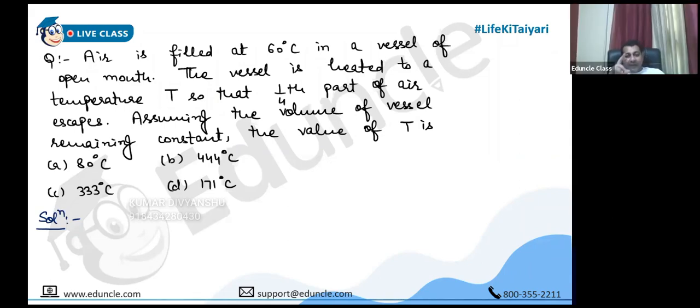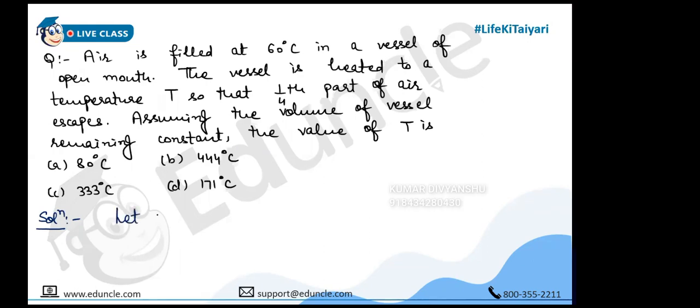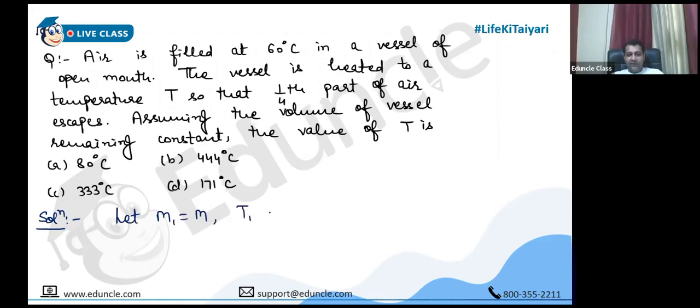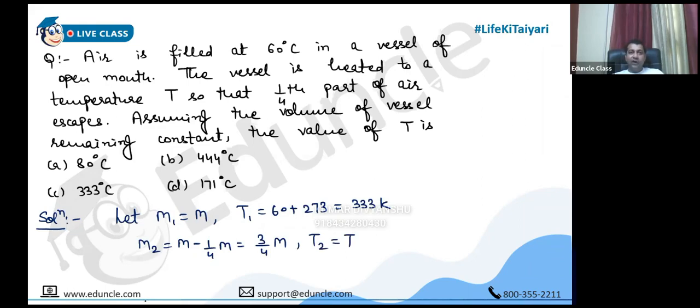So pressure is same, volume is same. What is changing? Temperature is changing and mass is changing. Mass of the gas, you can say the quantity of the gas, not the volume. Mass of the gas is 3/4 of the earlier one. Clear? Yes, sir. So let M1 be equal to M, and T1 was 60 plus 273, that is 333. Now M2 has become M minus 1/4 of M, that is 3/4 of M, and T2 is T. Now pressure and volume both are constant, so it means M into T will be equal to constant. Mass into temperature.